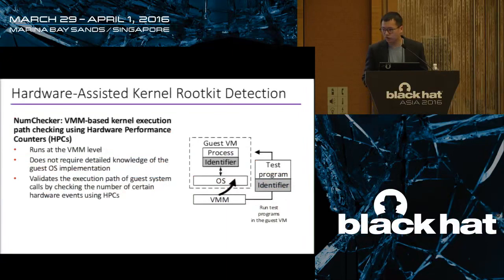So we propose NumChecker. It's also an architecture that runs at the VMM level, and it does not require detailed knowledge of the guest OS implementation. The way we achieve this without detailed knowledge of the guest OS implementation is to validate the software execution flow using hardware performance counters. The high-level idea is that you observe the hardware behavior from the software flow. You're checking the hardware behavior when you execute certain software programs.